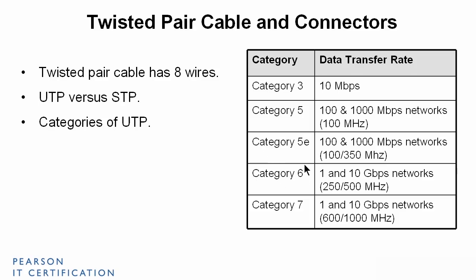In addition, Category 6 is common. You'll see that a lot as well. This is good for 1 gigabit and 10 gigabit per second networks. And at this point, as you get into more categories of UTP, you can send more bits per cycle as well, depending on the technology.